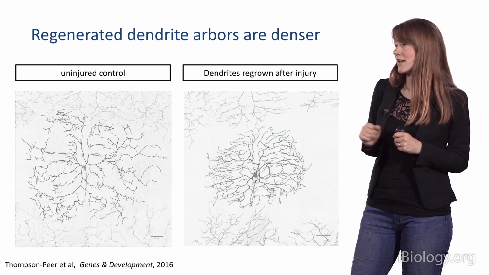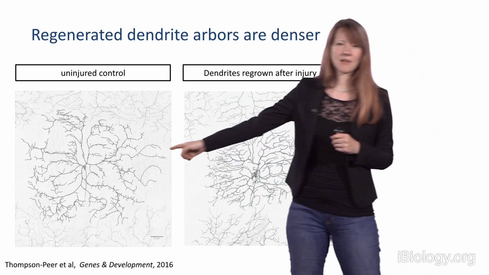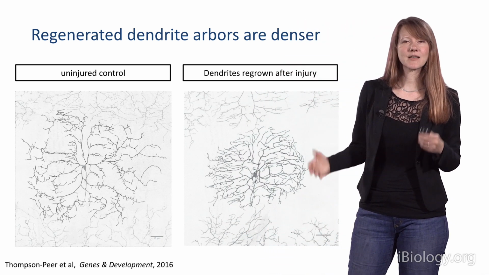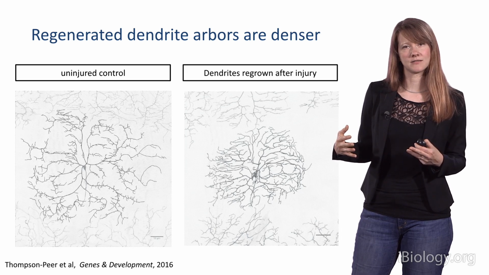Part of how it does that is it has a whole lot more branches right in close to the cell body, which is something that we almost never see in the uninjured neurons. Okay? How does it pack all these dendrite branches into this smaller territory? Does it do a good job of that?